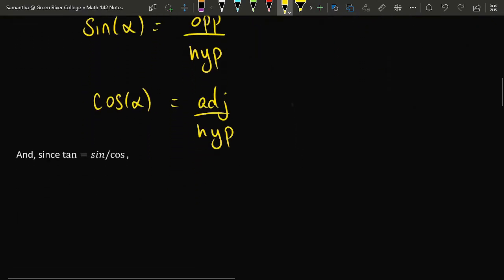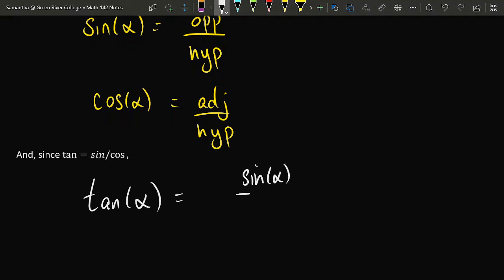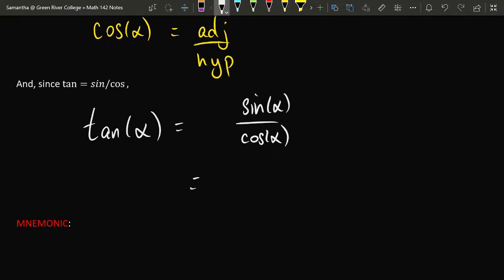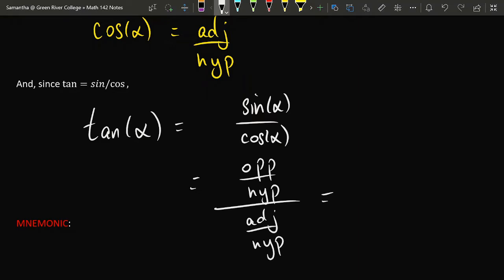Now, because tangent is defined as sine divided by cosine, what does tangent represent in terms of this right triangle? Tangent of the angle alpha is equal to sine divided by cosine. Since sine is equal to opposite divided by hypotenuse, and cosine is equal to adjacent divided by hypotenuse, if I simplify this fraction, tangent is equal to opposite divided by adjacent.